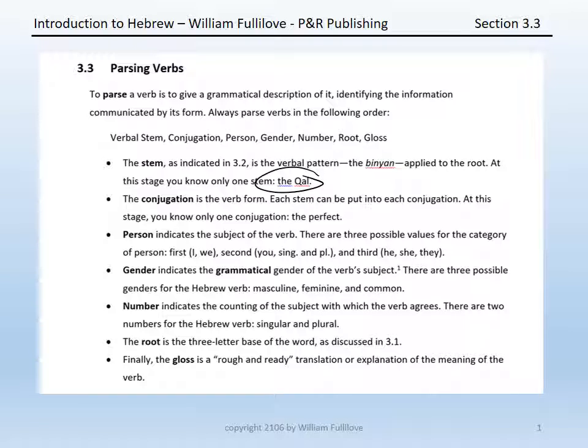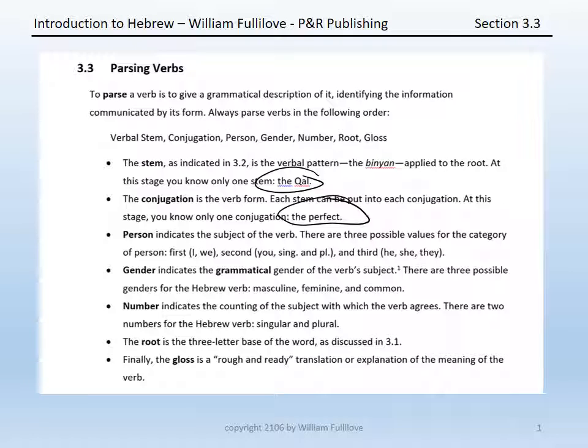The conjugation is then the verbal form. Each of our stems can be put into several conjugations. Now again, at this point, you only know a single conjugation, the perfect. So at this point, when you parse verbs, the first two items will always be the same: Qal, perfect.